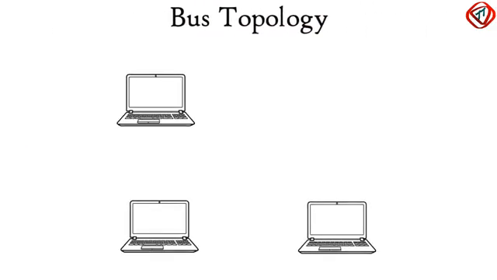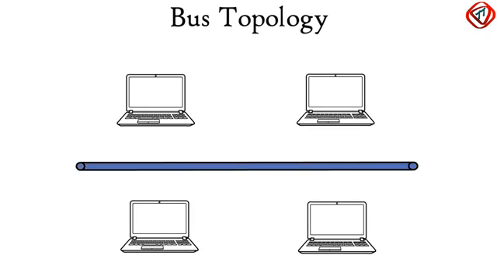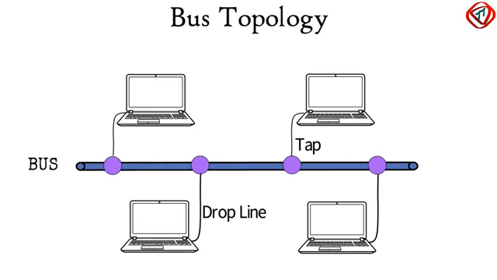Starting with bus topology. In a bus topology, computers connect to a shared central cable called bus with taps and drop lines. Shared means that all connected computers use the same cable for data frame transmission. Taps are the connectors and drop lines are the cables running in between computers and the bus.